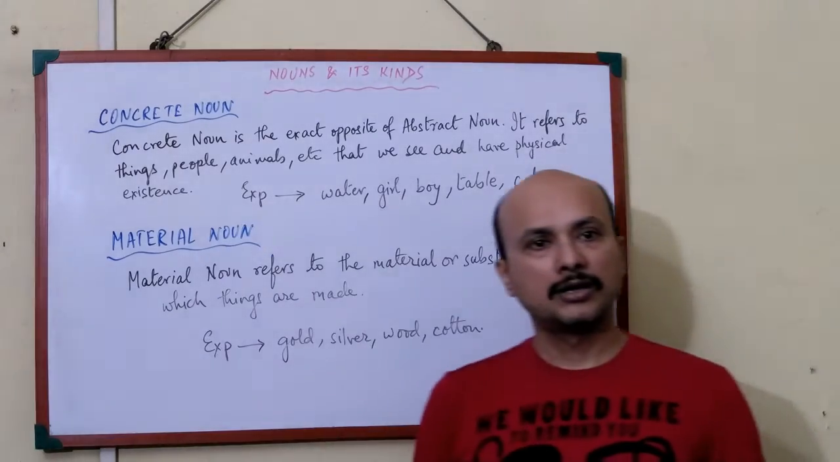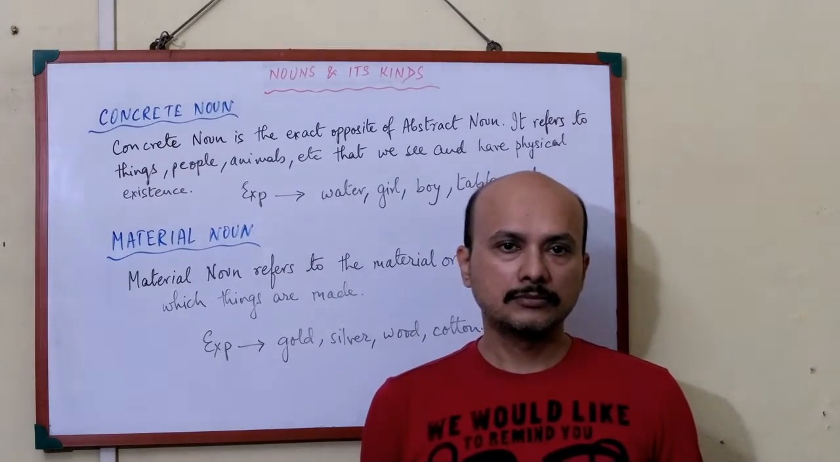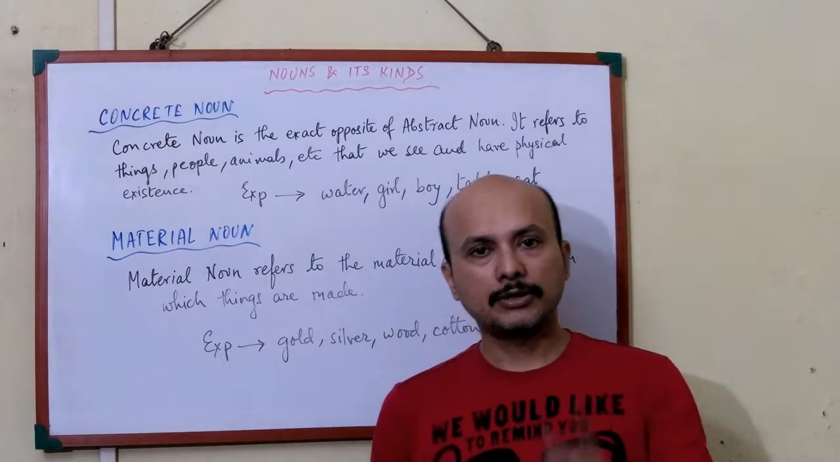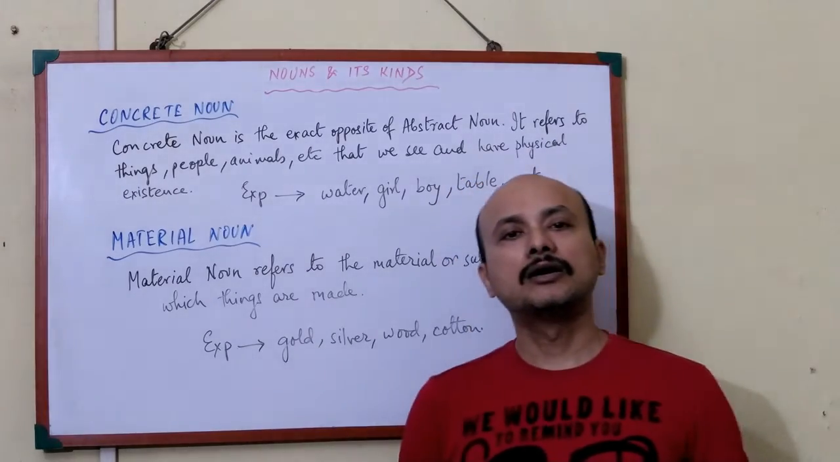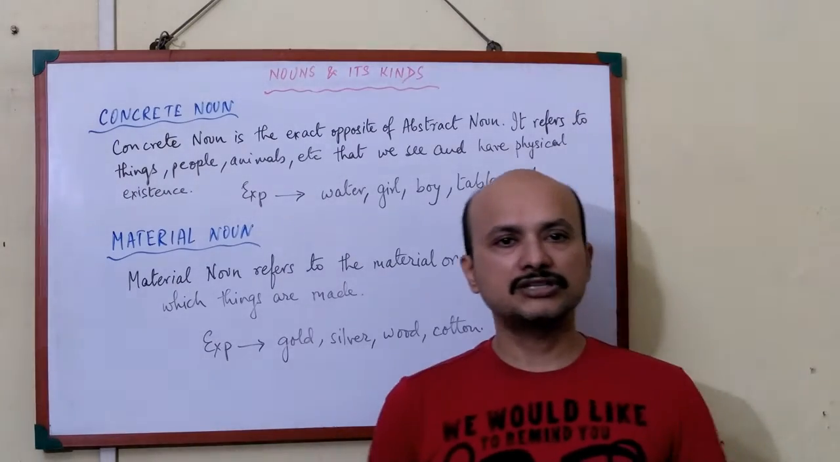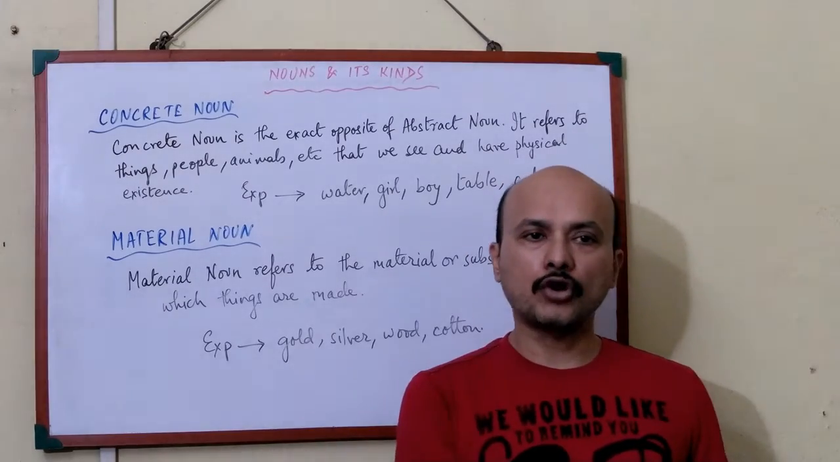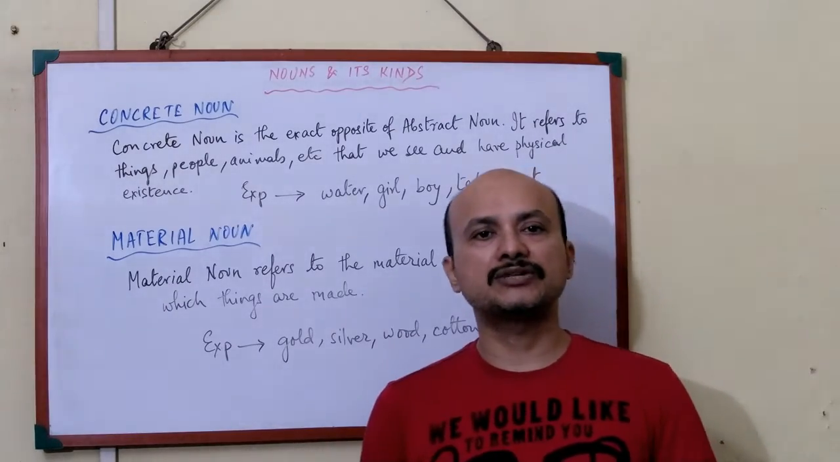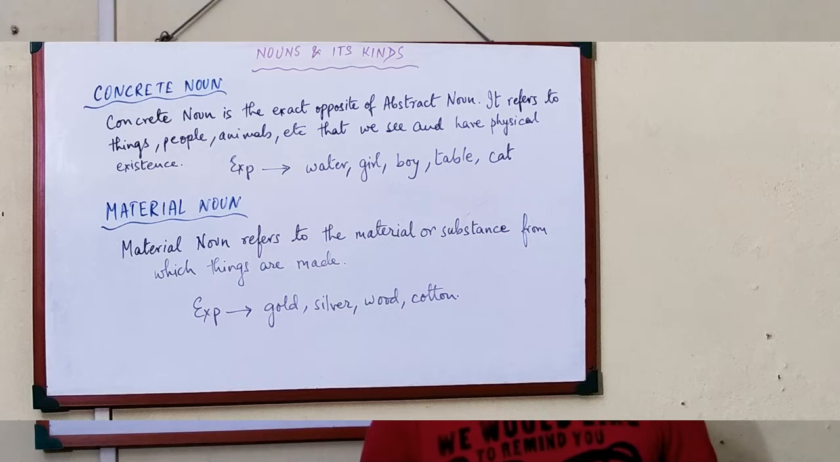Similarly, wood. The table is made of wood. Table, common noun. Any table it can refer to. But wood is the material with which it is made. So wood is the material noun. Again, cotton. My shirt is made of cotton. Shirt, common noun. Made of cotton. Cotton is the material with which it is made. So it is cotton. That is the material noun.